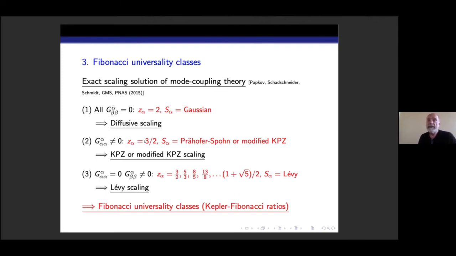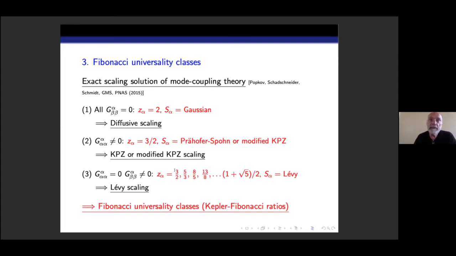However, there's a third case. Imagine a mode alpha, some conserved quantity, does not have any self-coupling, but couples to other modes which have a non-vanishing self-coupling coefficient. Then it turns out that you get a whole series of dynamic exponents that are allowed, namely 3/2, 5/3, 8/5, 13/8, and so on, including the golden mean. And the scaling functions are just a function of a stable Levy distribution.